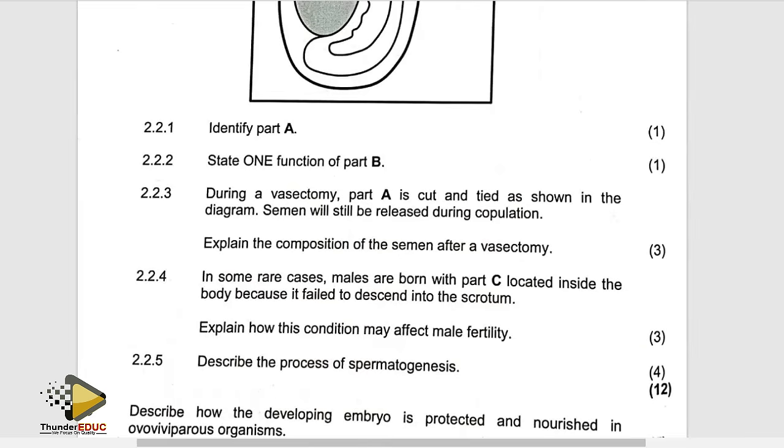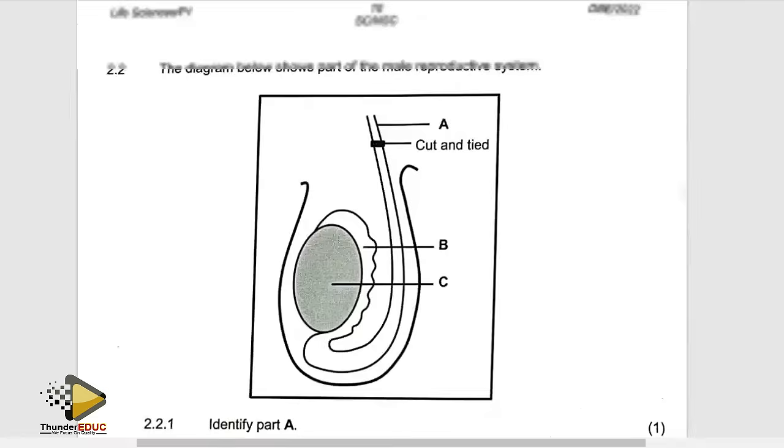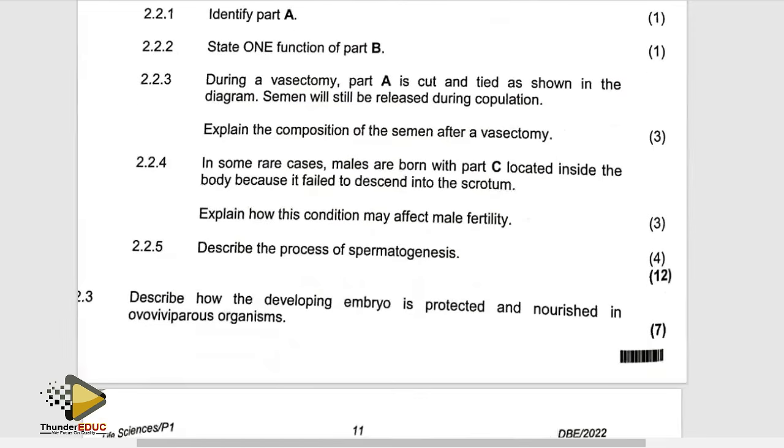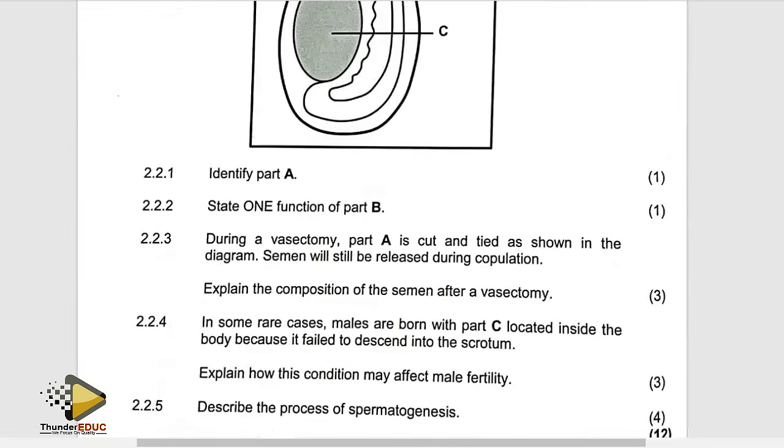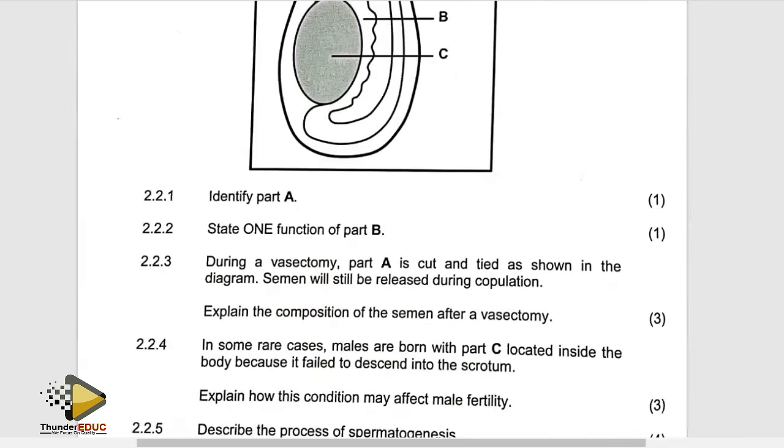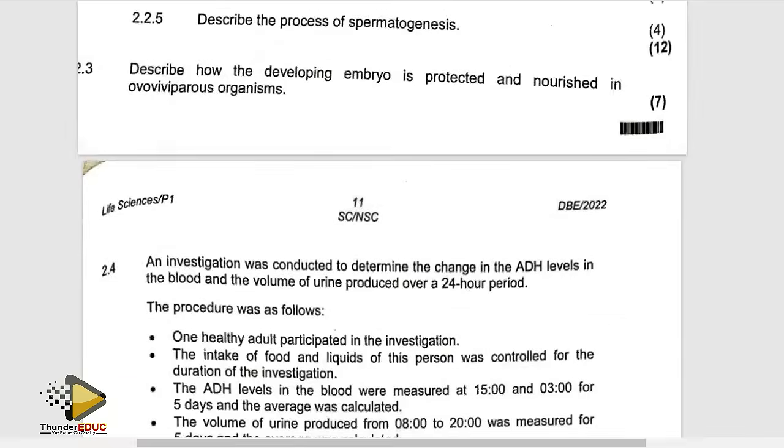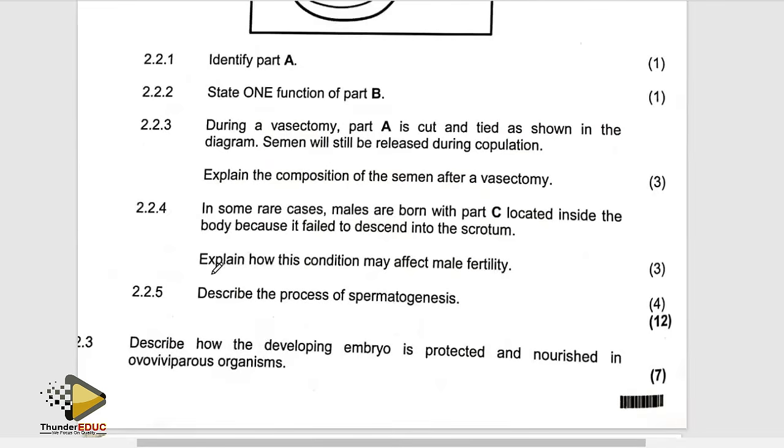And what are the accessory glands? Accessory glands are the prostate gland, Cowper's gland, and seminal vesicle. Those are the 3 accessory glands which are supposed to be there.